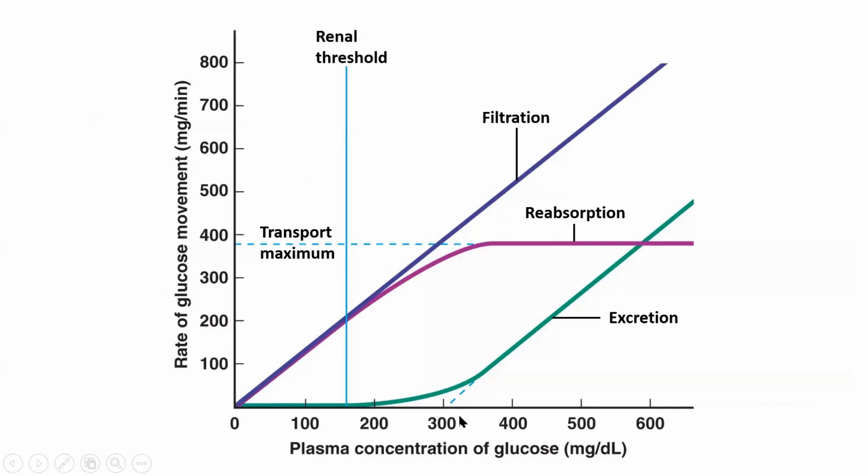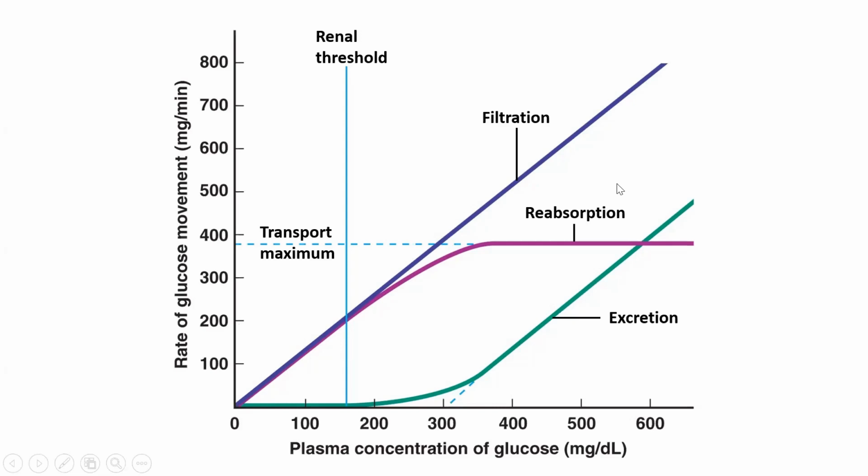Okay, so just to further illustrate that here, we've got this graph that's showing the rate of glucose movement on the Y here, the plasma concentration of our solute, which is glucose in this instance, on the X here. And so if we were to compare these two variables, we would see a completely linear curve in terms of filtration. So glucose is being fully filtered. That means if I increase my plasma concentration of glucose, I'm going to increase my rate of glucose movement according to filtration. And so that's going to happen in a directly linear fashion.